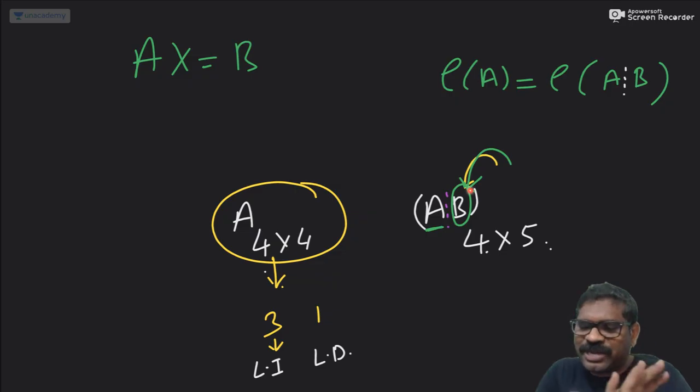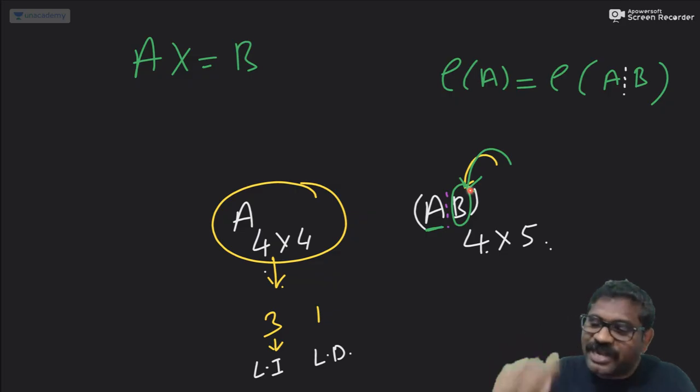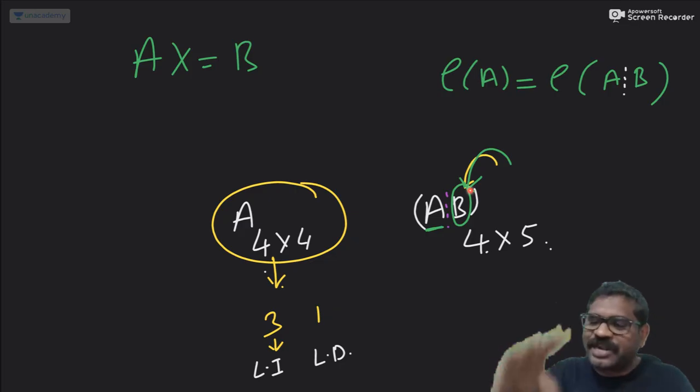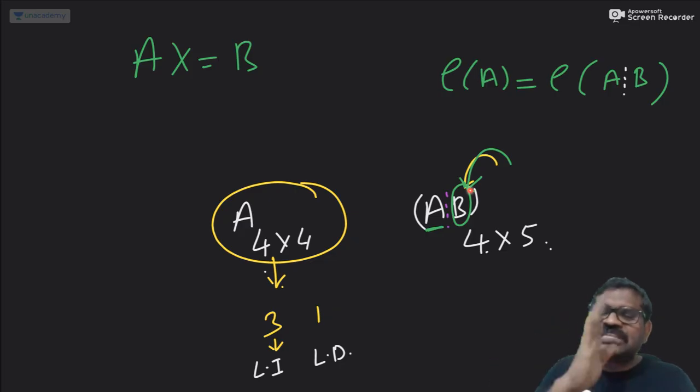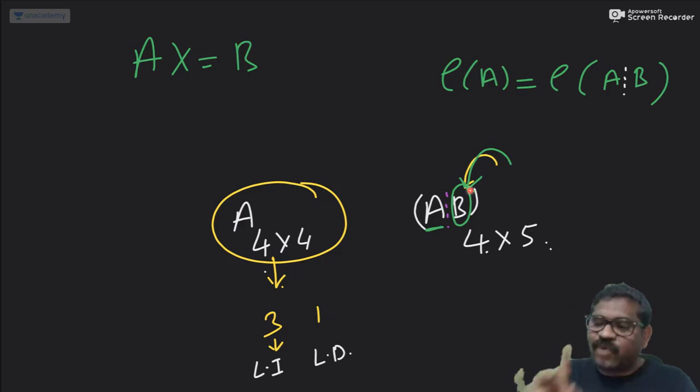One minute. Some of the students are giving dependent and some of the students are giving independent. I will explain. If it is dependent, what is going to happen? If it is independent, what is going to happen? One minute, observe.